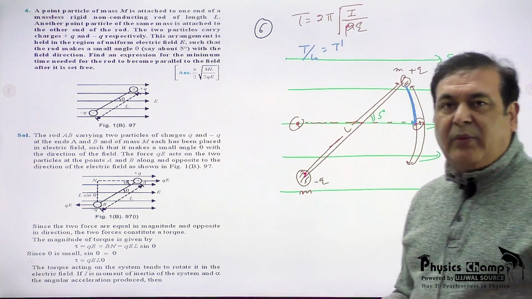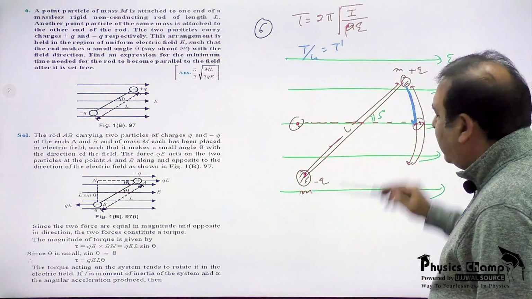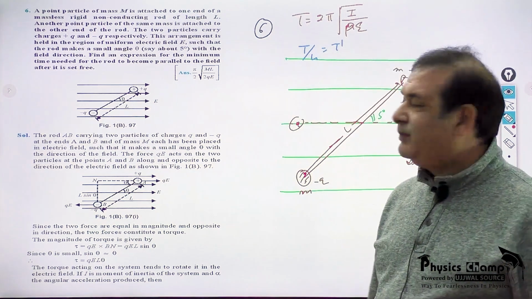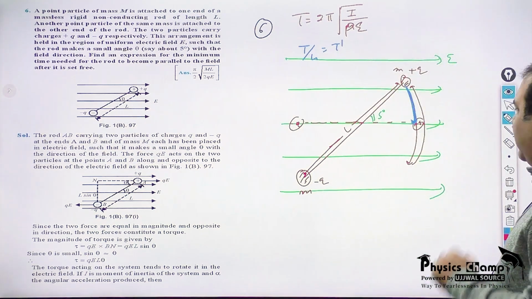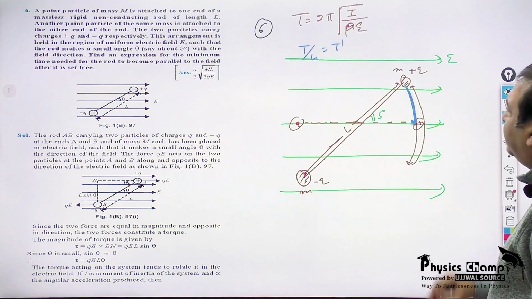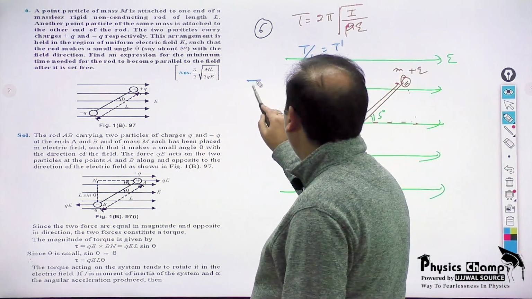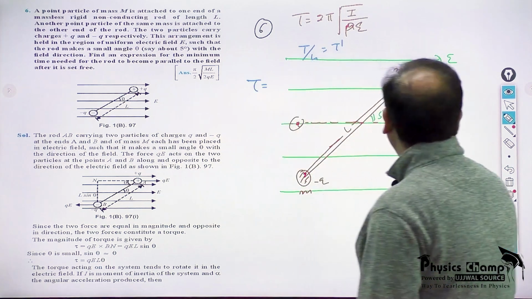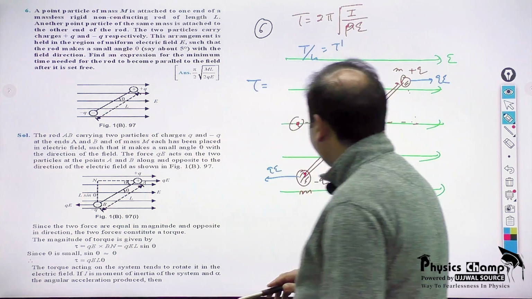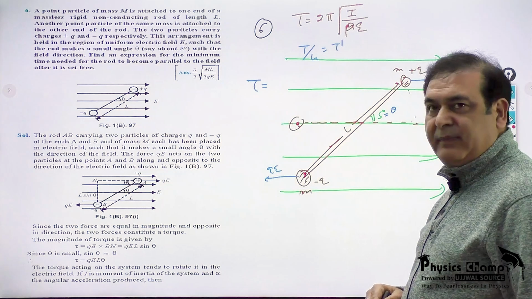First, I'll try to get the time period of simple harmonic motion, and then I'll find the time it will take to become horizontal. First time horizontal will be T by 4. So the first thing I'll do, I'll find here in this arrangement the torque. The torque will be, here you have force qE and here you have force qE. Angle is theta, 5 degree.